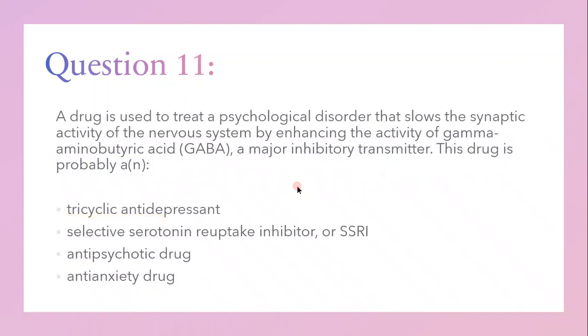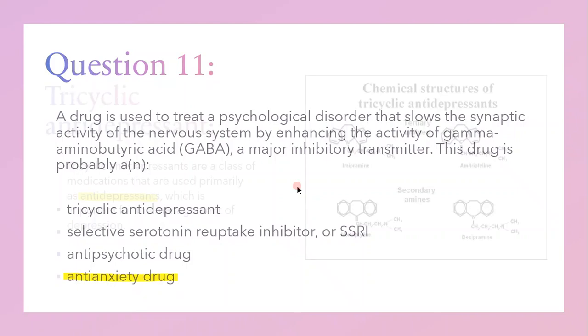Question 11. A drug is used to treat a psychological disorder that slows the synaptic activity of the nervous system by enhancing the activity of gamma-aminobutyric acid, GABA, a major inhibitory transmitter. This drug is probably a what? Anti-anxiety drug. But let's go through all the other drugs just so you have a vague idea.